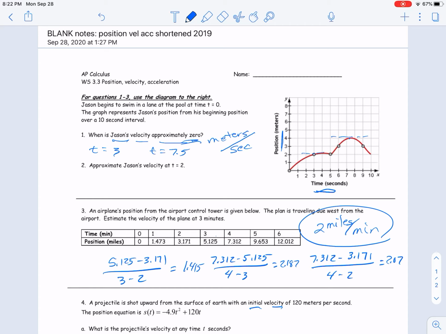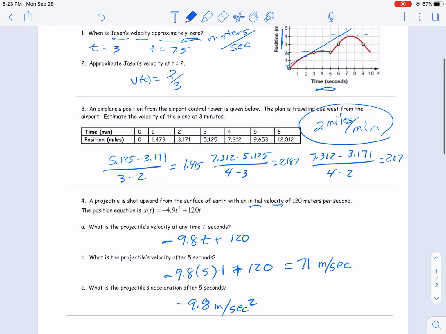Approximate Jason's velocity at t equals 2. So here it is. I'm going to draw a tangent line, and I'm going to pick 2 points and check the slope. It sort of looks like it goes up 2 and over 1. Now let's see, up 2 and over 3. That's it. So I'm going to call it 2 over 3. That's his velocity. It's the slope of the line. Okay? This is estimating velocity. We did this. We had a whole worksheet on it.